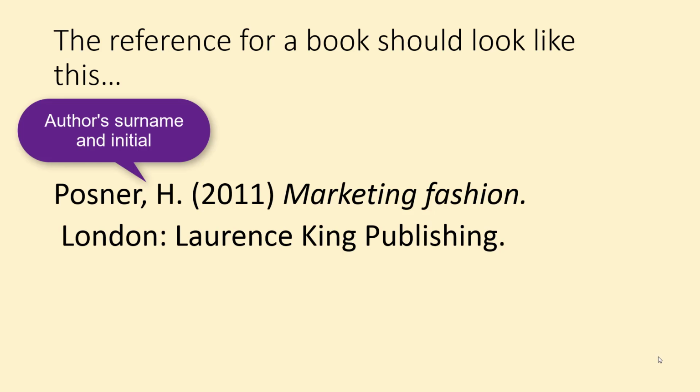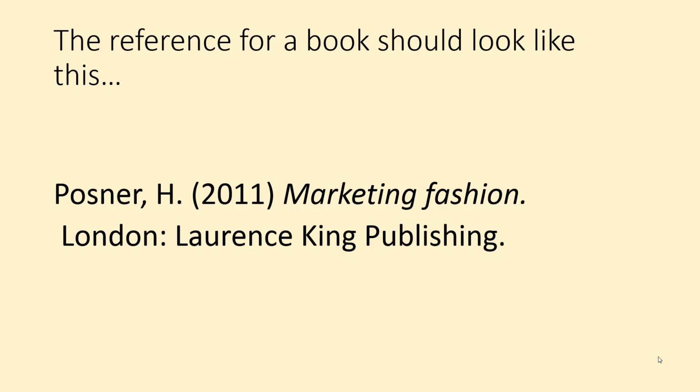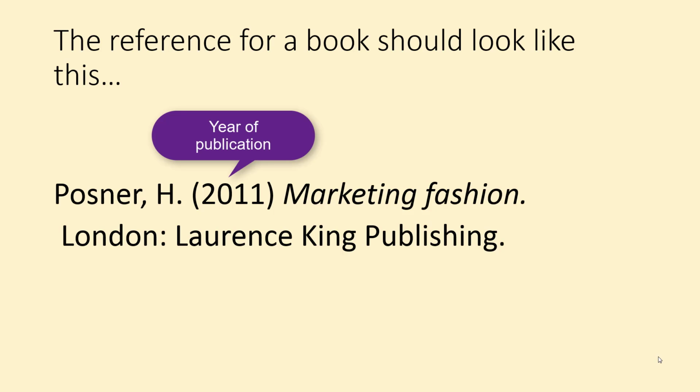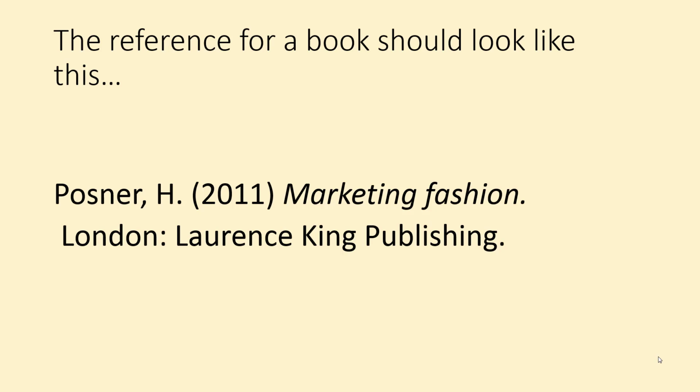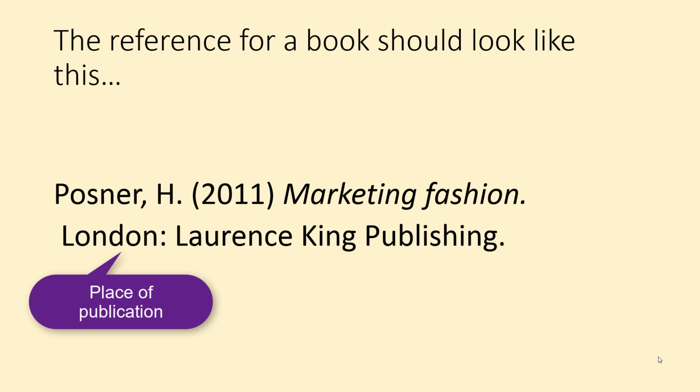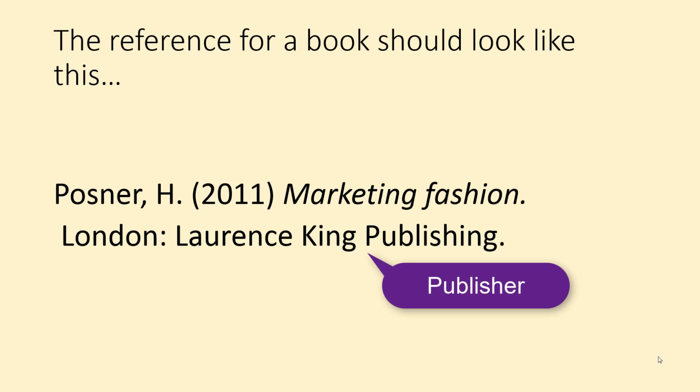Firstly, you will need the author's surname, followed by a comma and then first initial and full stop. Then you will need the year the source was published in round brackets. This should be followed by the title of the book, presented in italics and sentence case, and finish with a full stop. Next, you will need to include the place of publication, followed by a colon, and finally, you will need the publisher's name and a full stop.